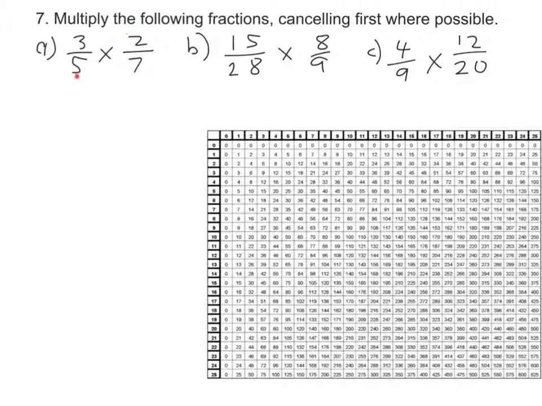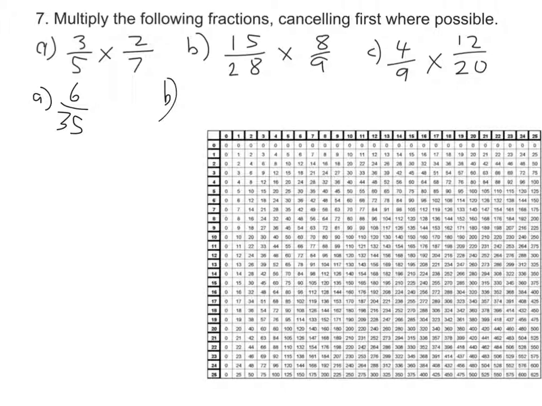So because we can't simplify diagonally, we just go ahead and multiply horizontally. So the answer you should get is 6 over 35. And we can't simplify that anymore. Next question, question B.